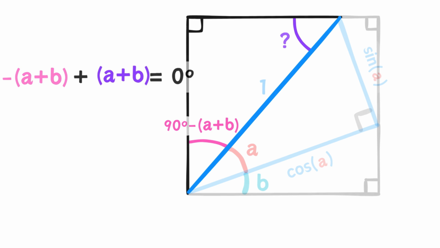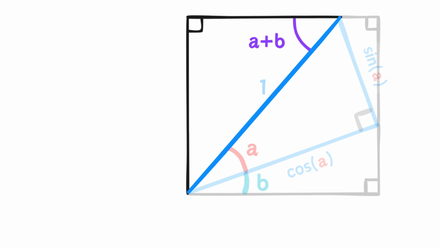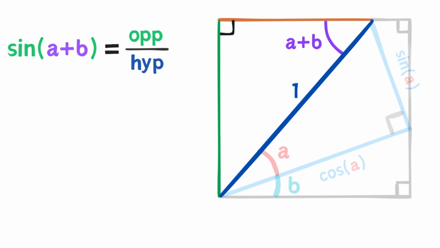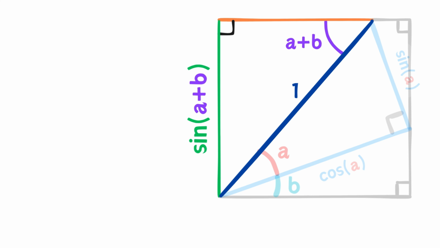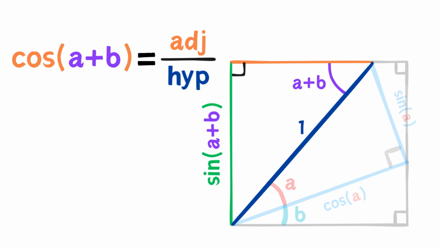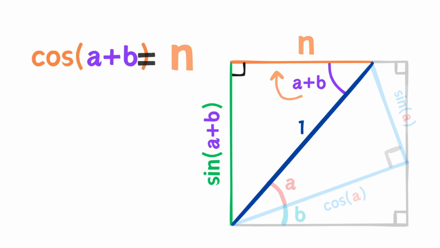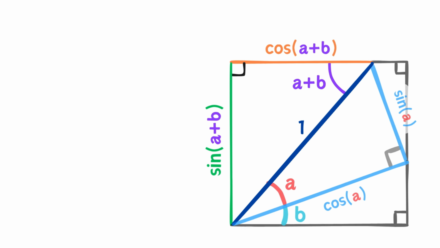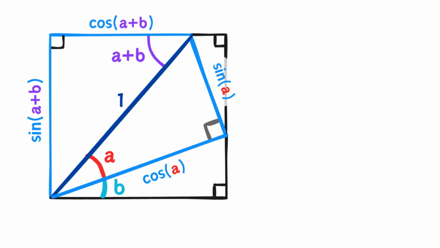Now that we know the purple angle, let's solve for the left side of the rectangle. We know that sine of A plus B is opposite over hypotenuse. Since the hypotenuse of this triangle is 1, the length of the opposite side must equal the sine of A plus B. Cosine of A plus B is the adjacent side over the hypotenuse, or 1. So that's the length of this top section. Great. Now let's look at the bottom.